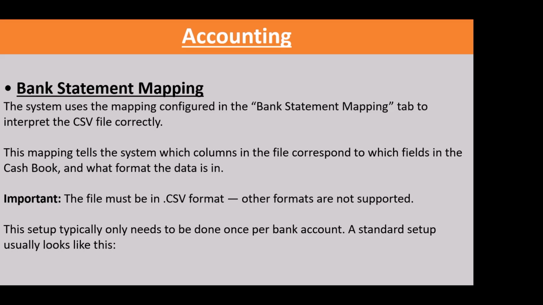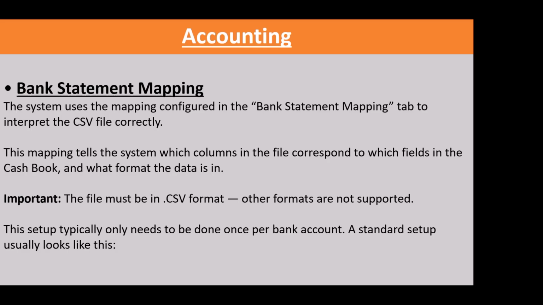In this video, we're going to take a look at the Internet Cashbook bank statement mapping. The system uses the mapping configured in the Bank Statement Mapping tab to interpret the CSV file correctly. This mapping tells the system which columns in the file correspond to which fields in the cashbook and what format the data is in. Very important, the file must be in a CSV format, as other formats are not supported.